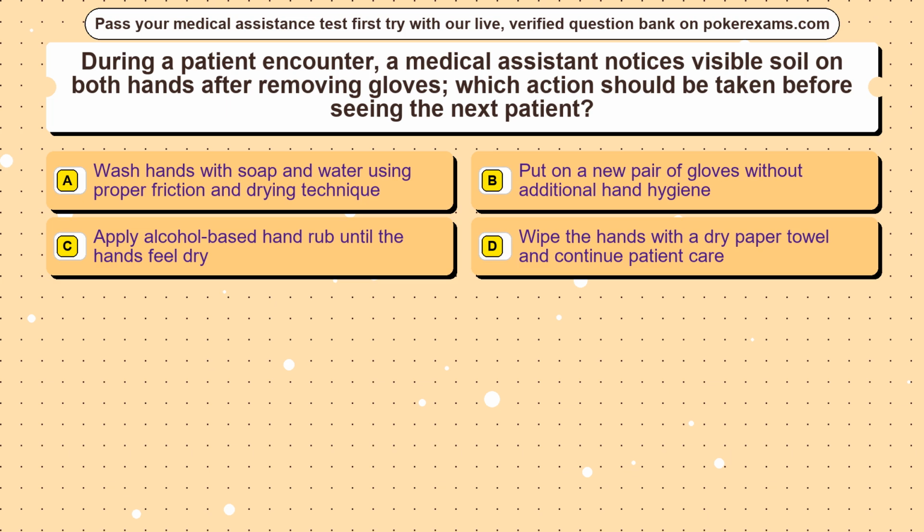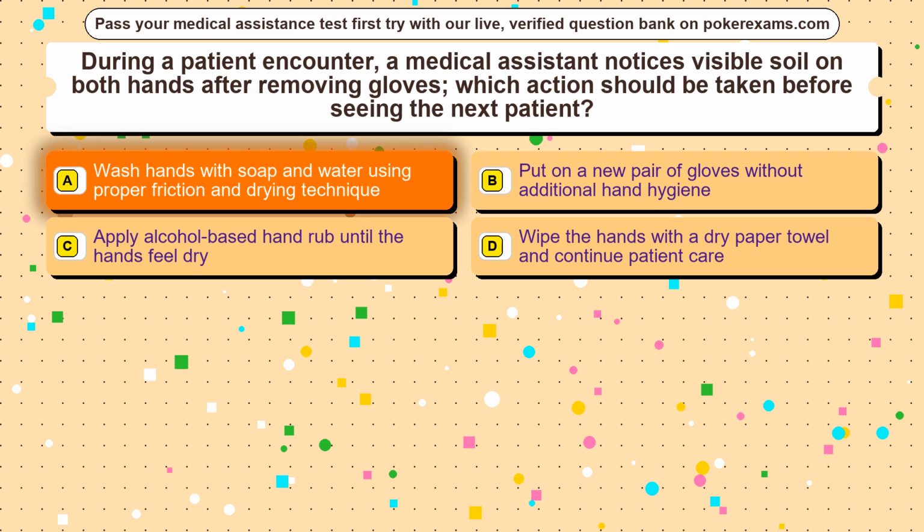Option A, wash hands with soap and water using proper friction and drying technique. Option B, put on a new pair of gloves without additional hand hygiene. Option C, apply alcohol-based hand rub until the hands feel dry. Option D, wipe the hands with a dry paper towel and continue patient care.